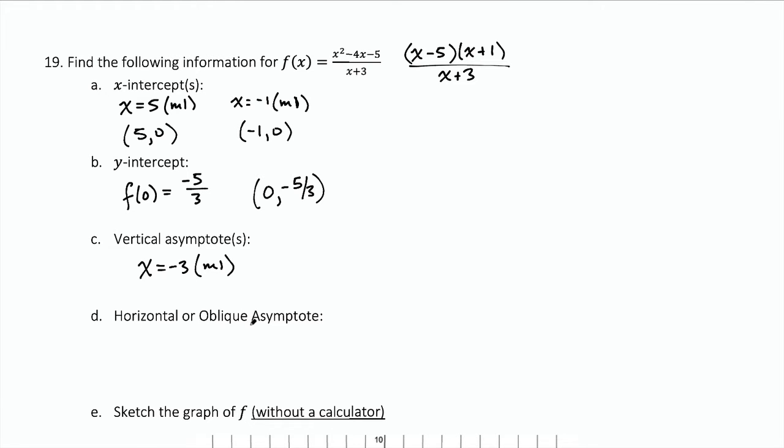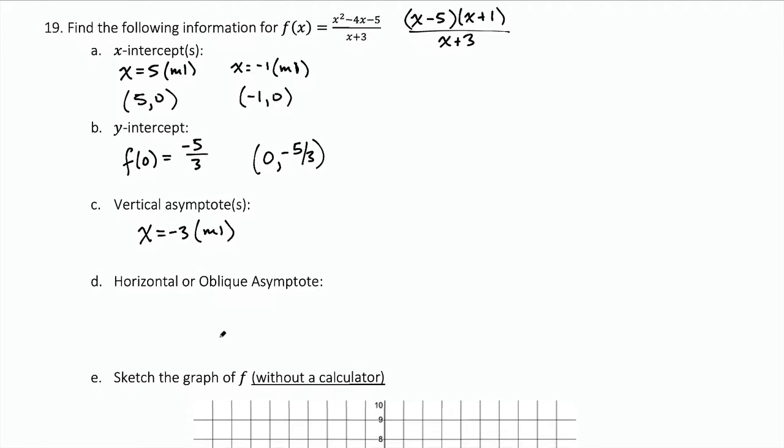For horizontal or oblique asymptotes, we compare the degrees of the numerator and denominator. The degree in the numerator is 2, and in the denominator is 1. When the numerator has a degree that is exactly 1 more than the denominator, we know that we have an oblique asymptote, or a slant asymptote. And we can do long division or synthetic division, if applicable, to get the quotient, which is the slant asymptote.